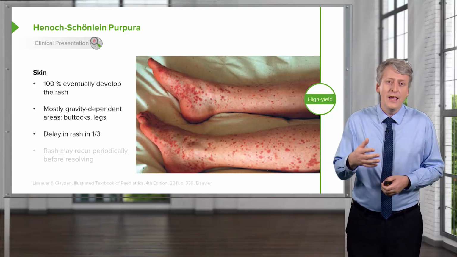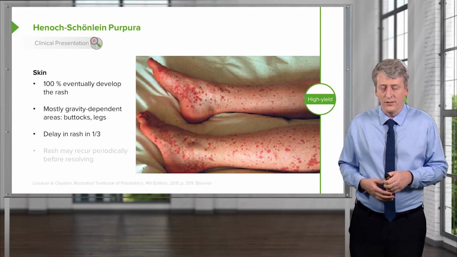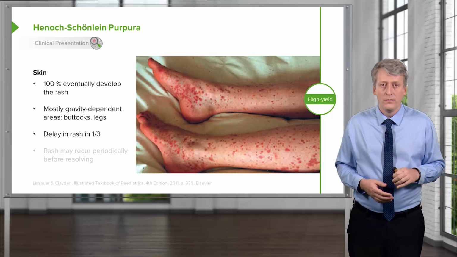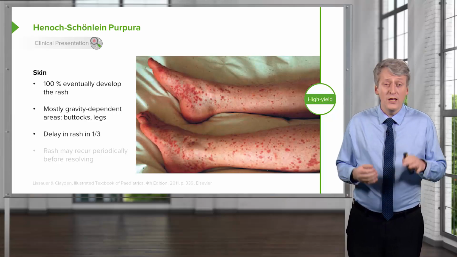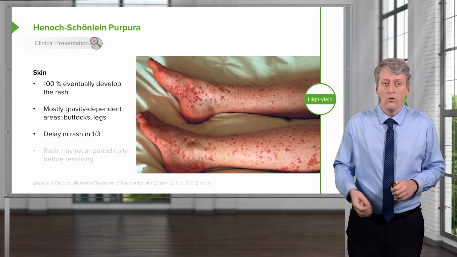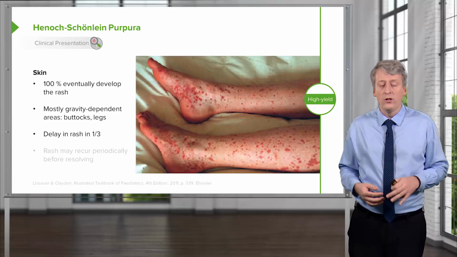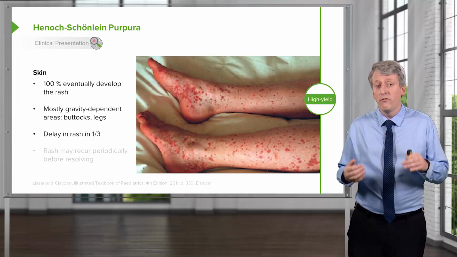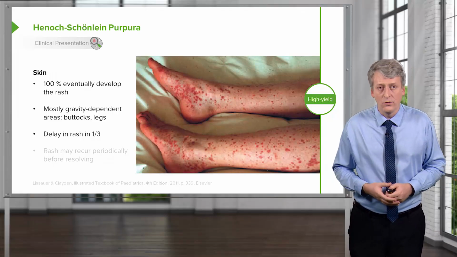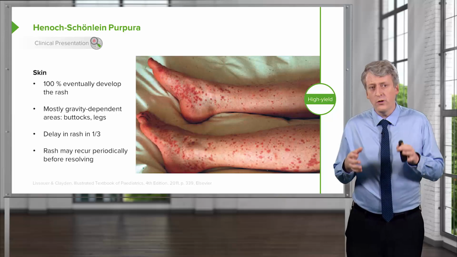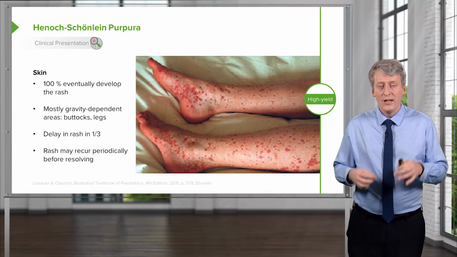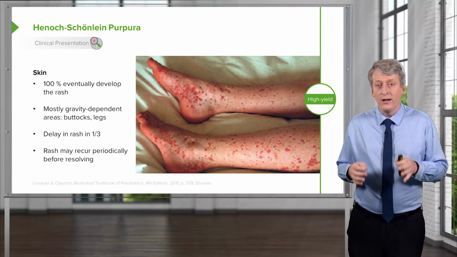There's a delay in the rash in 1/3 of cases. That means that they'll present with the other symptoms first. So, in your differential for the acute abdomen is HSP, but the rash hasn't quite shown up yet. I once saw a case of a child with severe abdominal pain that had been going on for 3 weeks before their rash finally showed up and we were able to make the diagnosis. The rash may recur periodically before resolving, in that the patient comes in with a rash, it gets better, and then a month later it comes back.